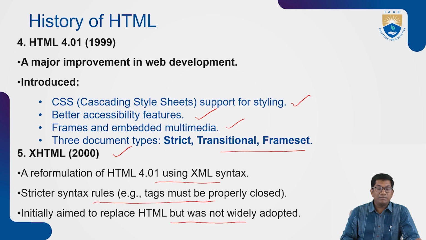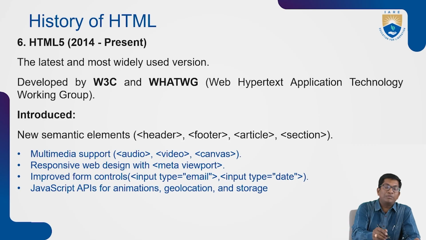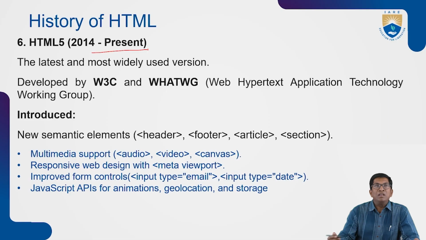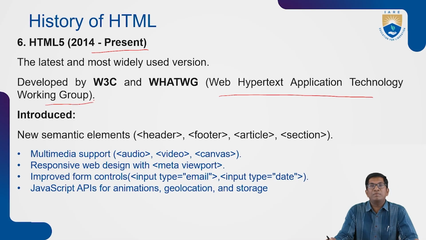So that is XHTML. And the next version, which we are using nowadays, is HTML5, from 2014 to present. It is the latest and most widely used version. It was developed by the W3C, World Wide Web Consortium, and the WHATWG, Web Hypertext Application Technology Working Group. Nowadays everyone is using HTML5 for web designing.